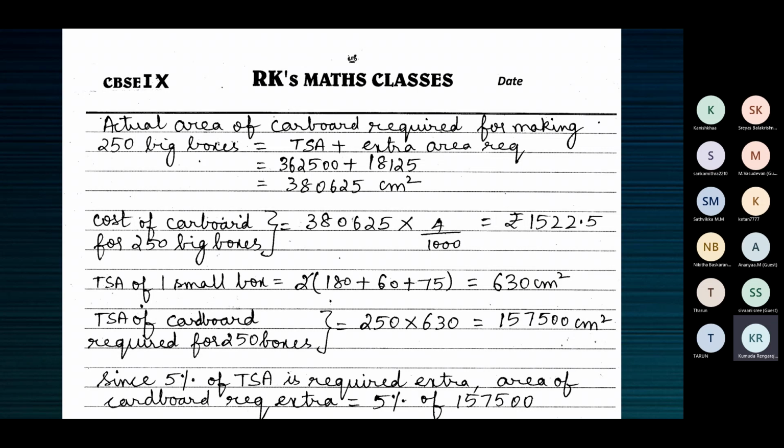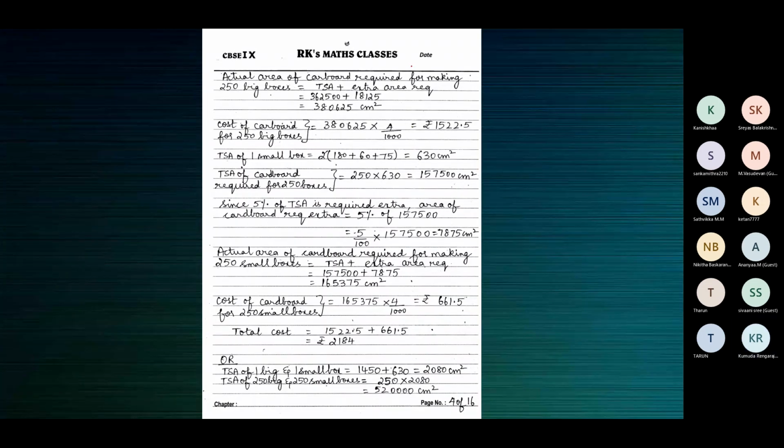Next, the rate is given. It's given in the question that if you want to buy 1000 centimeters square of cardboard, the rate is 4 rupees. This is what the shopkeeper tells you. For 1000 centimeters square, you have to pay 4 rupees. For every 1000 centimeters square, 4 rupees. So when you divide 4 by 1000, you will get the rate for 1 centimeter square.